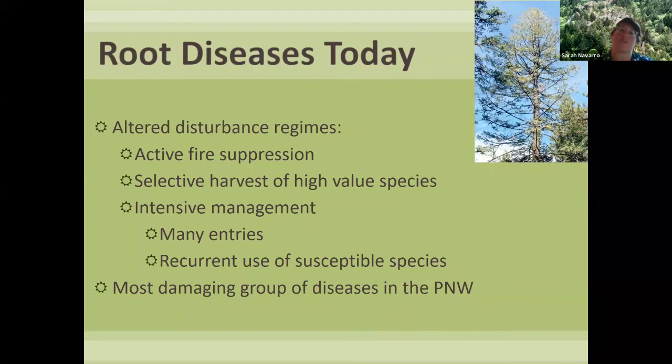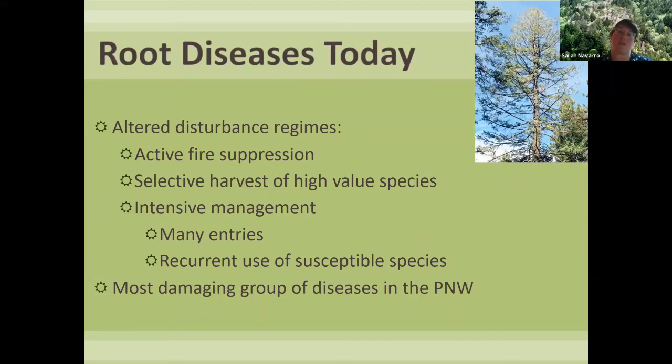Part of it is altered disturbance regimes, so active fire suppression and selective harvest of high value species is a major reason. With a lot of our management today, we're managing for Douglas fir, which happens to be highly susceptible to a lot of root diseases out there. So it's something to take into account for stand management.